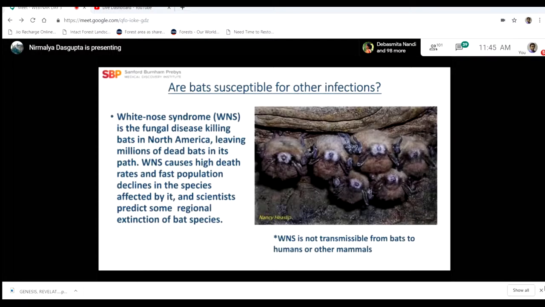Now the question is, are bats susceptible to other infections? I would say yes, bats are susceptible to other infections, like white nose syndrome, a fungal disease which killed millions of bats in North America. Bats are also susceptible to bacterial infection. Even that white nose syndrome is not transmissible from bats to humans or other mammals. It can't cause any damage to other mammals, but it can cause damage to bats.